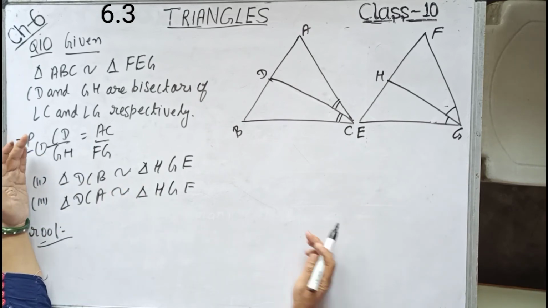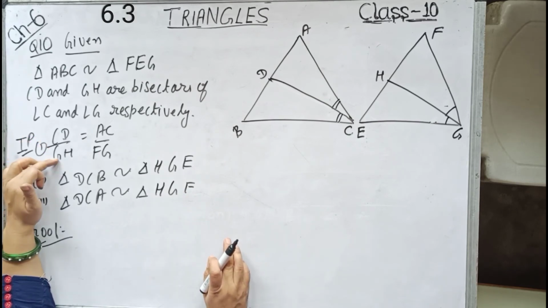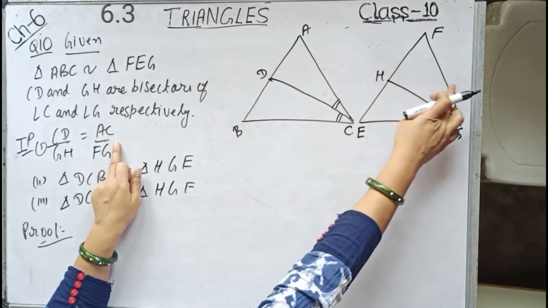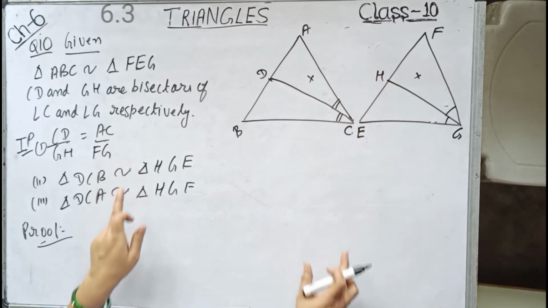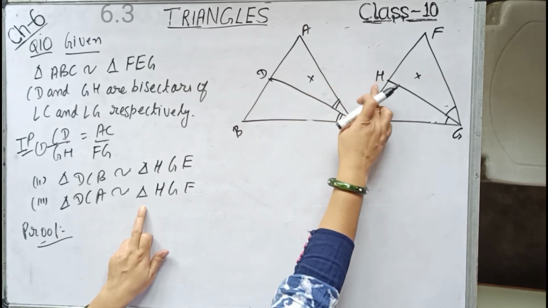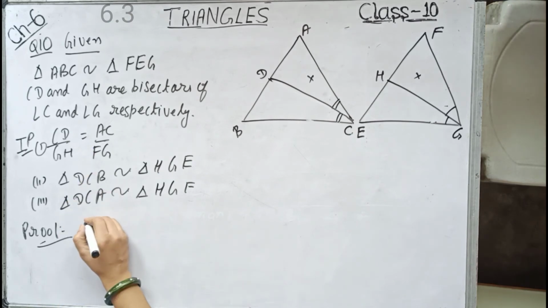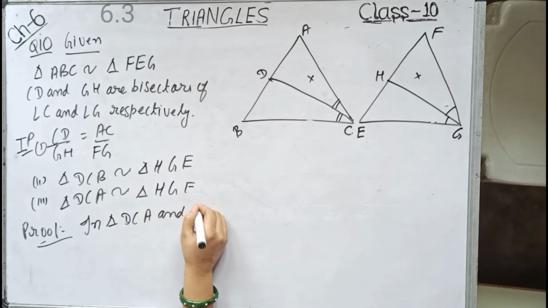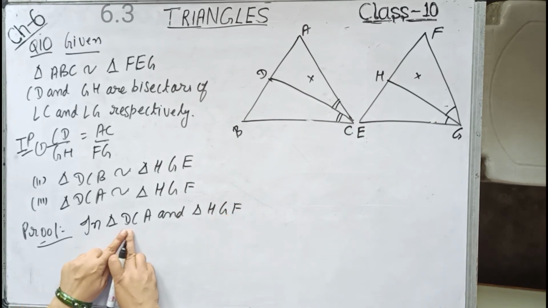Now clearly over here children, as I said, think over the question. We have to prove that CD by GH equals AC by FG. So obviously we have to make these two triangles similar. Proving these two triangles similar is actually given in part 3 also, that DCA is similar to HGF. So we will prove this part first, and then move to subpart number 1. So in triangle DCA and triangle HGF, let us see what all things are equal.